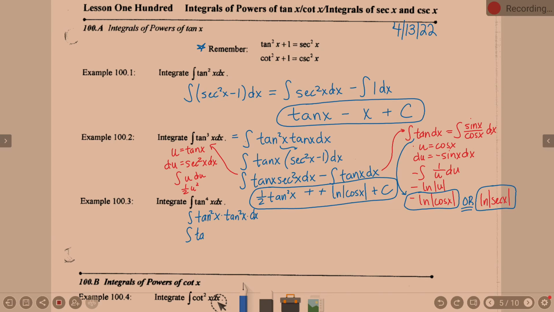So I'm going to keep integral of tangent squared x times the other tangent squared x, which I'm going to replace with secant squared x minus 1, still times dx. At this point, I'm going to suggest that we distribute. I'm going to put it in two integrals like last time. So integral of tangent squared x secant squared x dx minus the integral of tangent squared x dx.